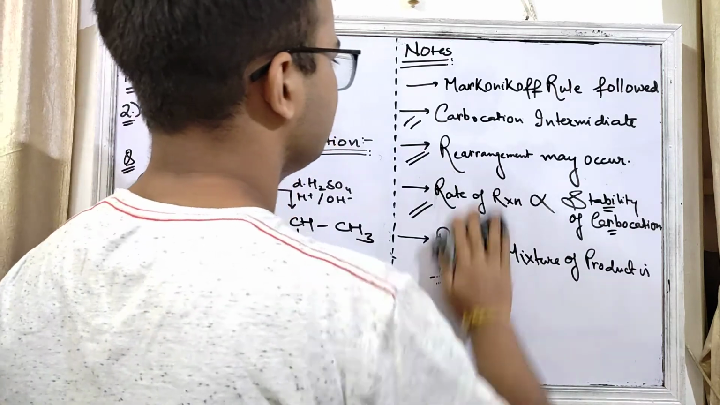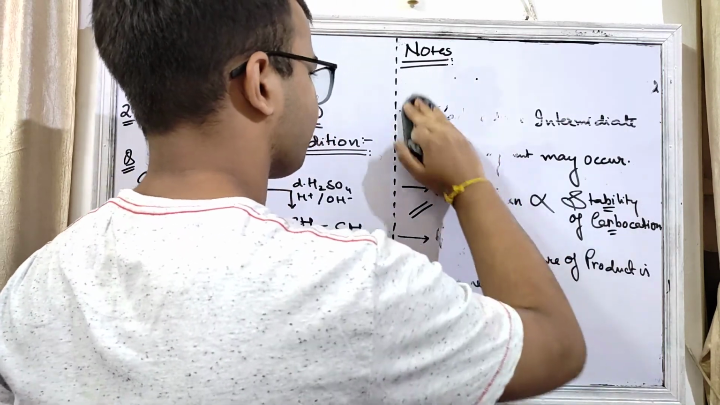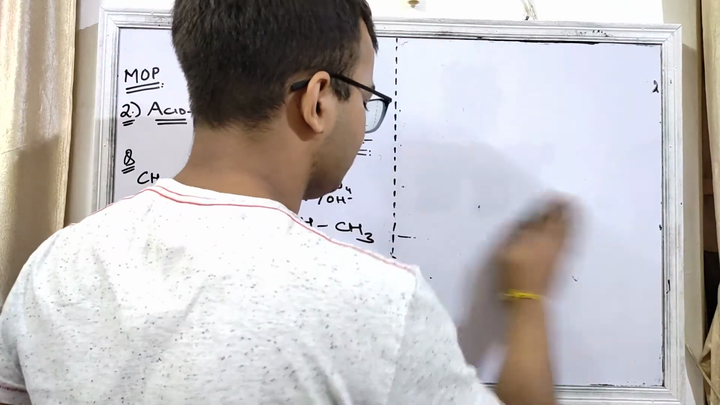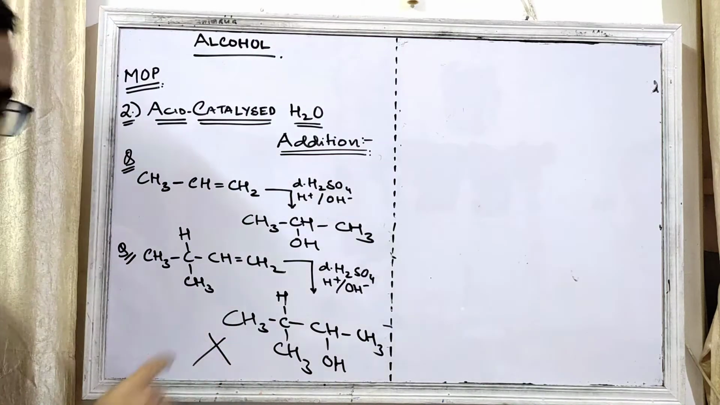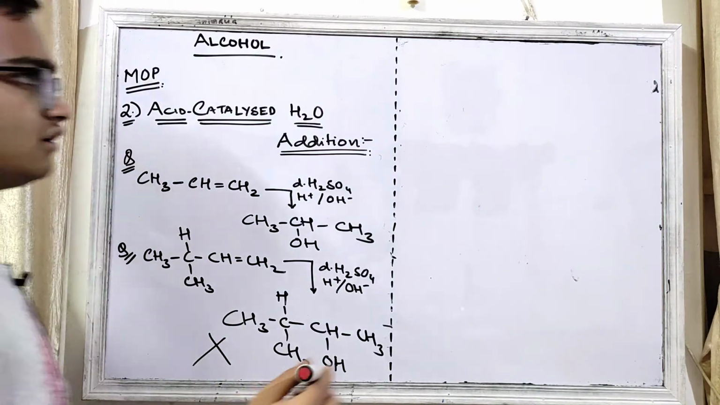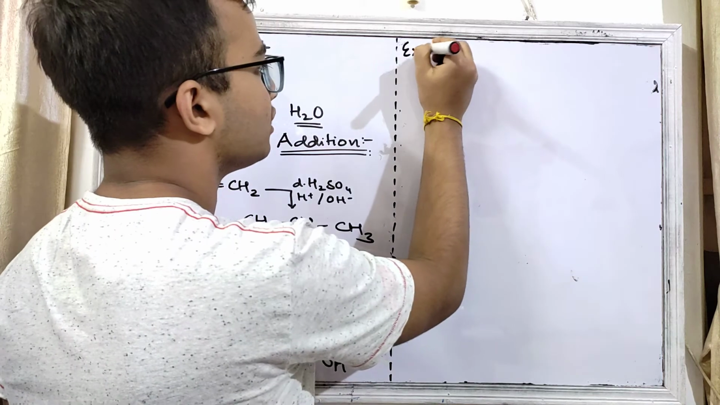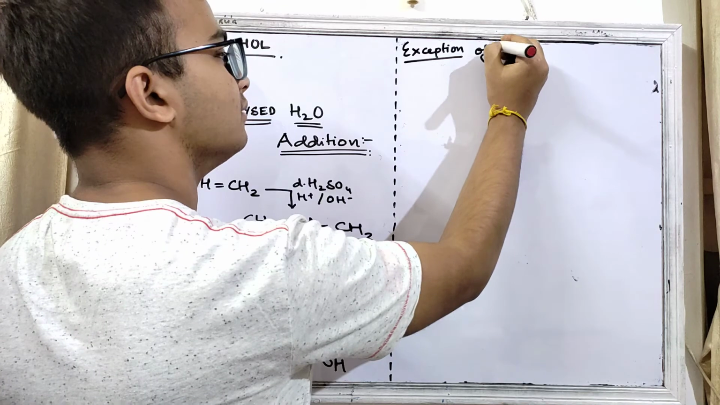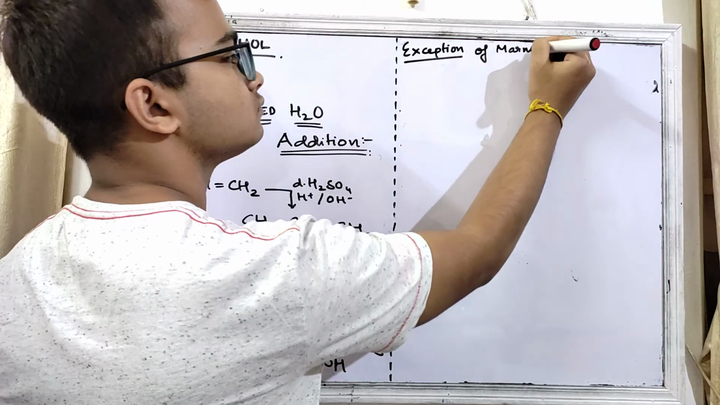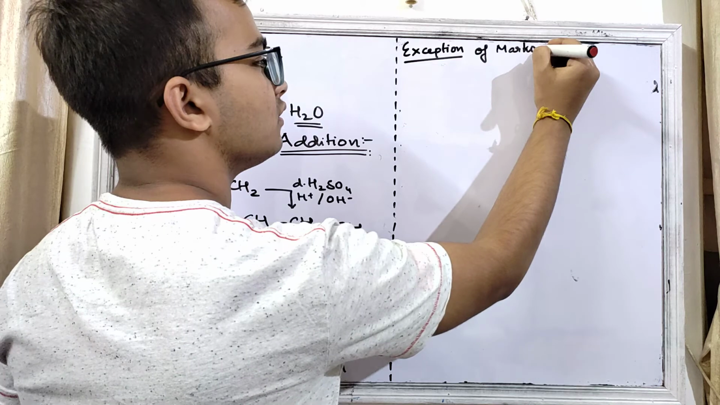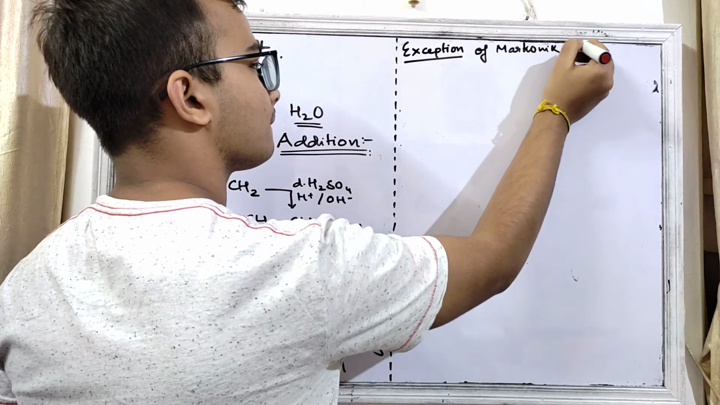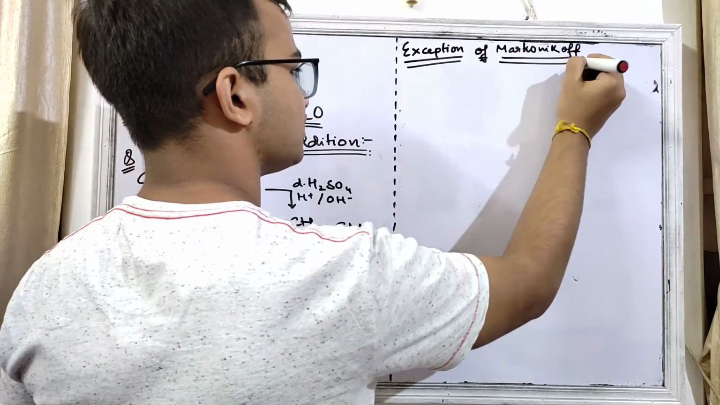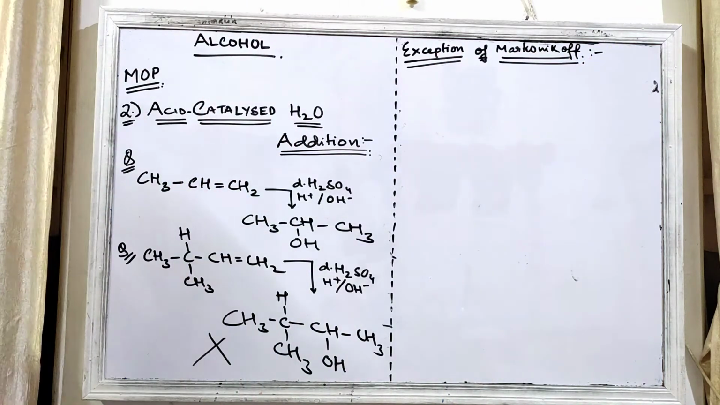So let's clear out the board. Okay, let's write here the mechanism of the reaction. You can write the heading as exception of Markovnikov. Markovnikov rule is just an excuse. The main theme of this reaction is the stability of carbocation.